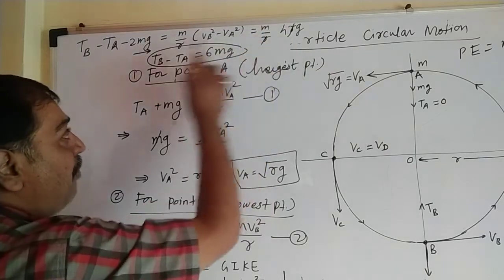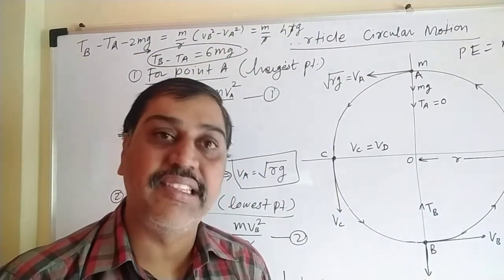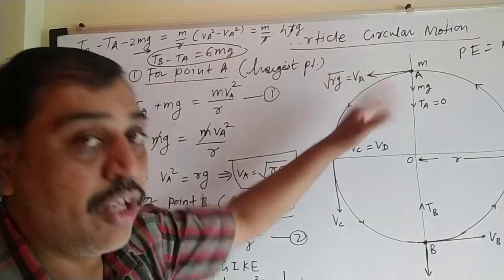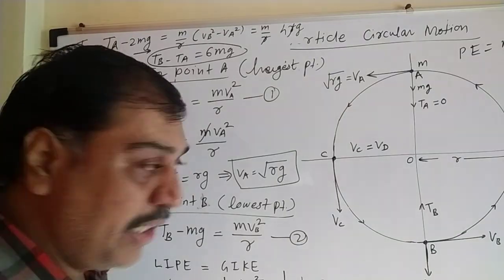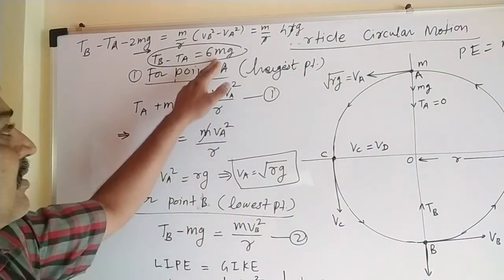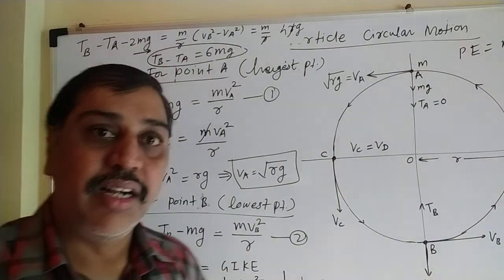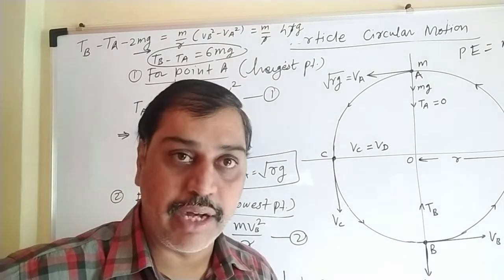It becomes 4 mg plus 2 mg. It becomes 6 mg. So the difference in the tension at the lowest point and highest point, that is TB minus TA, is 6 mg. Is that clear? Difference in the tension would be 6 mg, lowest and highest point. That you have to remember.